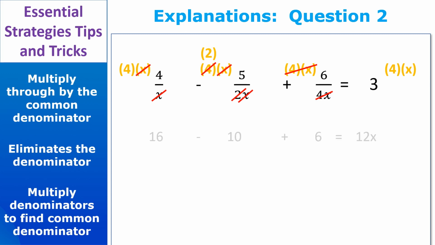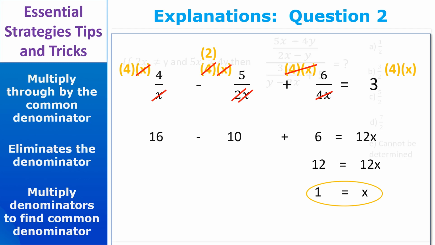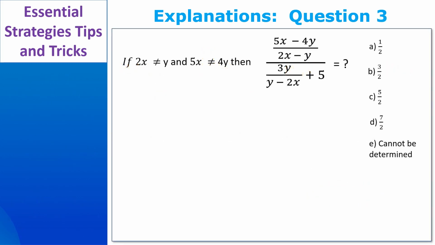Now this becomes pretty easy. 4 times 4 is 16, minus 2 times 5 is 10, plus 6, because we had 6 left over on the third term, equals 12x. And notice we don't have a denominator in sight, so solving this is a breeze. We get 12 equals 12x, x equals 1. Okay, great job.